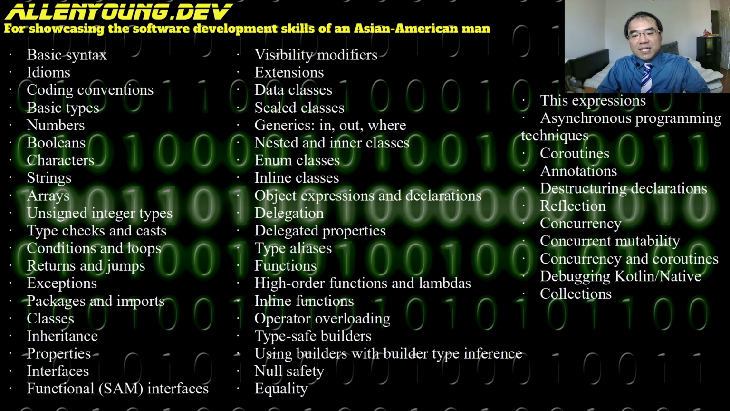delegated properties, type aliases, functions, higher order functions and lambdas, inline functions, operator overloading, type safe builders, using builders with builder type inference, and null safety, equality, this expressions, asynchronous programming techniques, coroutines, annotations, destructuring declarations, reflection, concurrency, concurrent mutability, concurrency and coroutines, debugging Kotlin, native, and collections.